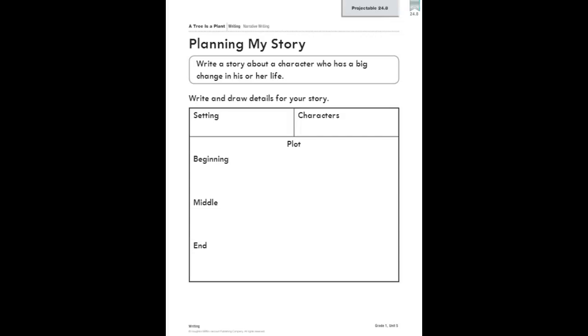Today we're going to begin drafting our story. Remember that a story is a group of sentences about make-believe characters. All right, let's review some of the details about the characters and plots that you wrote on your graphic organizer on day 4 last week. We were just getting ideas and planning our story.